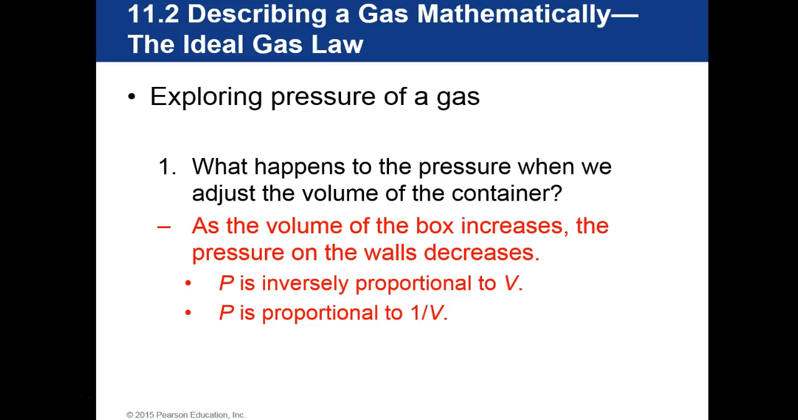As the volume of the box gets bigger, the pressure on the walls decreases. The pressure is inversely proportional to the volume, and the pressure is proportional to 1 divided by the volume.